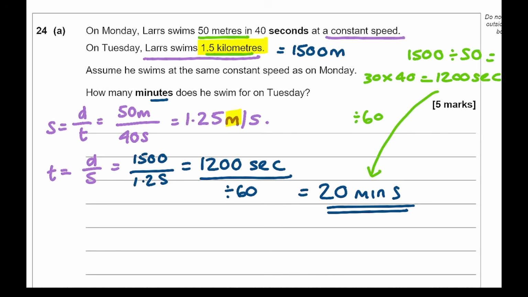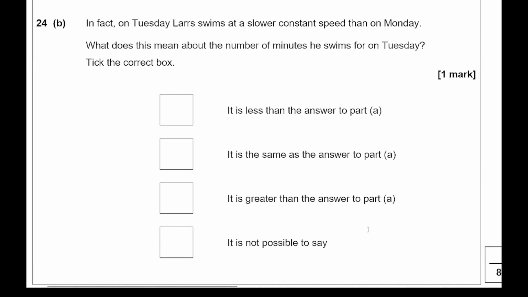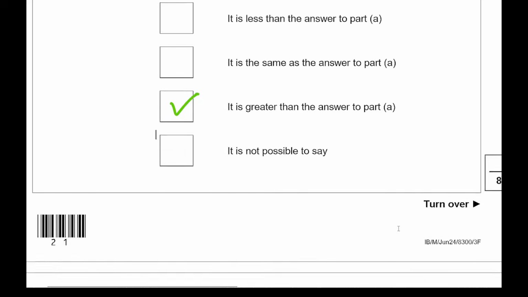So again, a number of ways in which you can do this particular question. For 24b, it says, in fact, on Tuesday, Lars swims at a slower constant speed than on Monday. What does this mean about the number of minutes he swims on Tuesday? Well, if he is swimming at a slower rate, it means that how long it's going to take is going to be a lot bigger. So the one that we need to tick is going to be our third option.